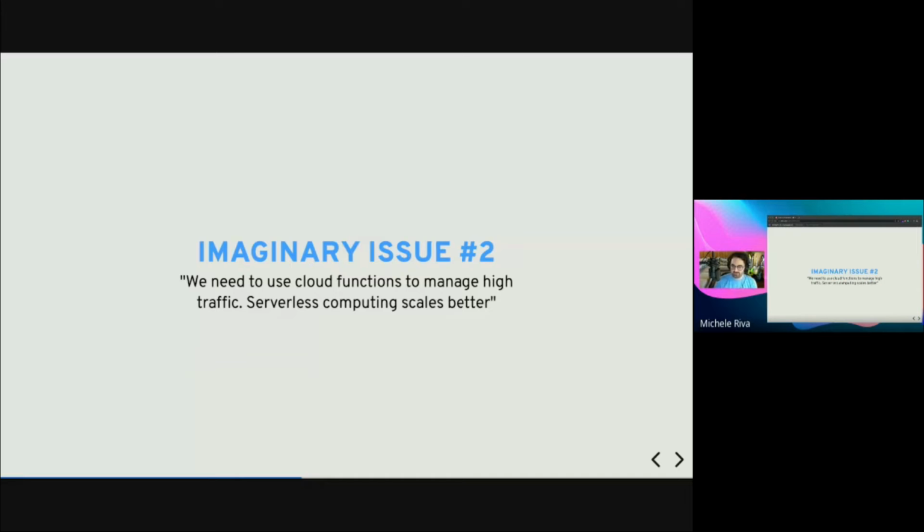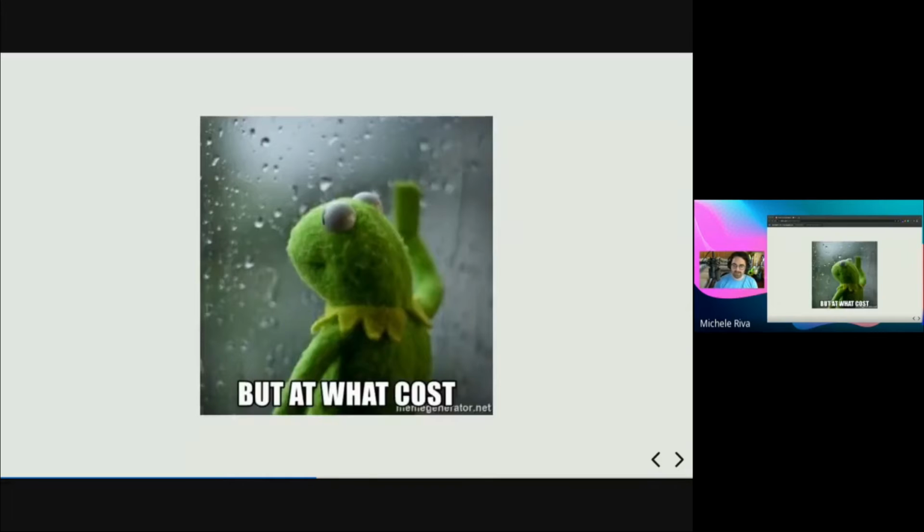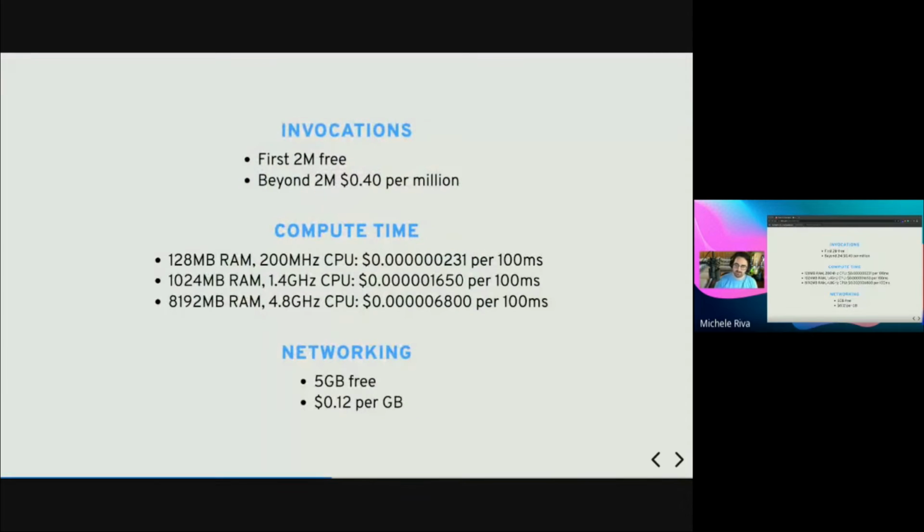We need to use cloud functions to manage high traffic. Serverless computing scales better. But at what cost? So that's my question here. And I want to play with some numbers now. So these are some numbers I found on the Google Cloud Functions pricing tier. So we have the first 2 million invocations per month that are free, and then we pay only 40 cents for every million invocations.